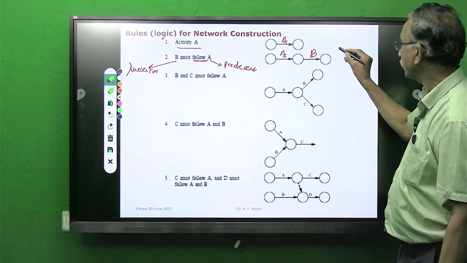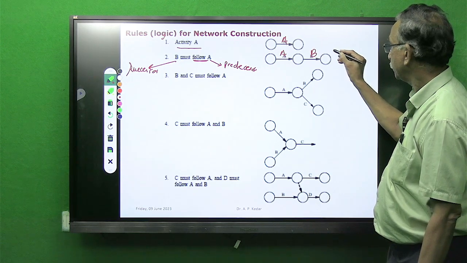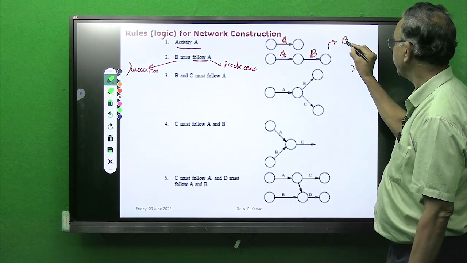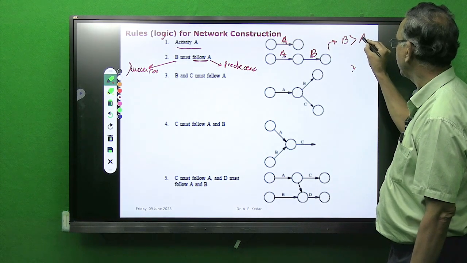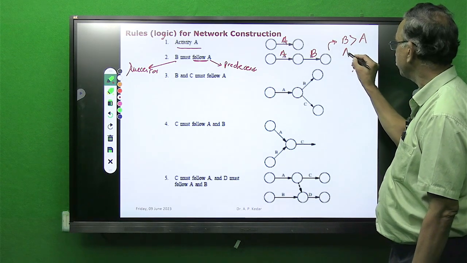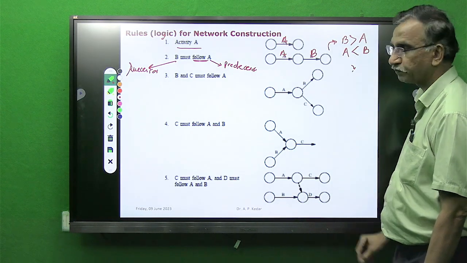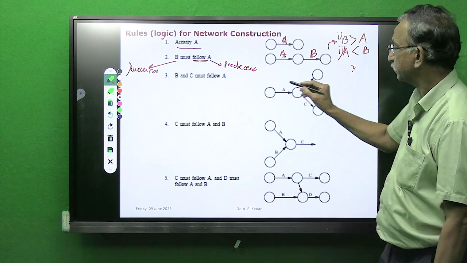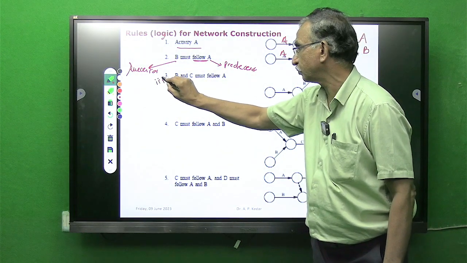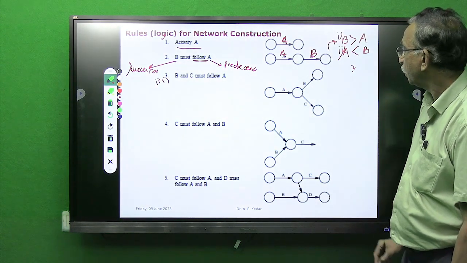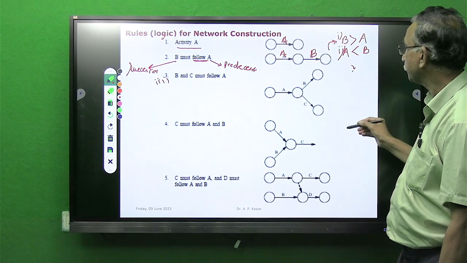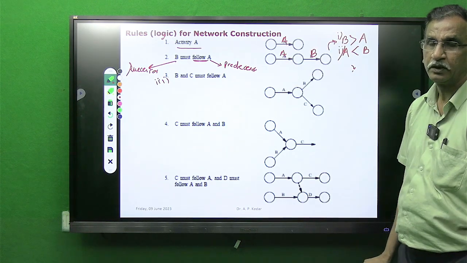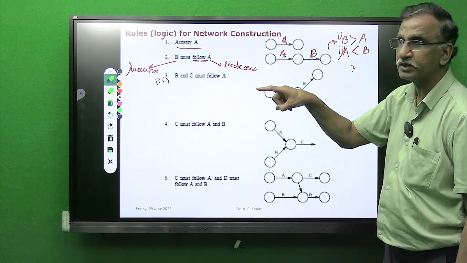Along with this, I will give other logic. This can be explained again as, very important, B greater than A, or the same can be written as A less than B. This is one way, this is the second way, this is the third way to give the same information, or one may write B succeeds A, the fourth way. Fifth way, A precedes B.